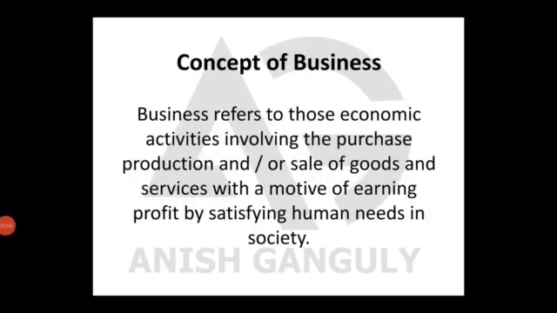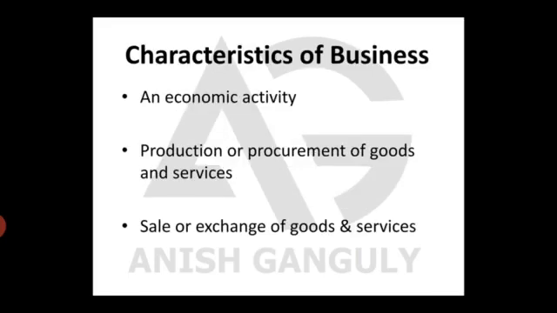As we discussed economic and non-economic activity, economic activity contains three types: business, profession and employment. We will be discussing profession and employment in our other video. Today we are going to discuss the concept of business and its characteristics. Business refers to those economic activities involving the purchase, production or procurement, or sale of goods and services with the motive of earning profit by satisfying the human needs in society, that is, by watching the utility needs of the people and fulfilling them.